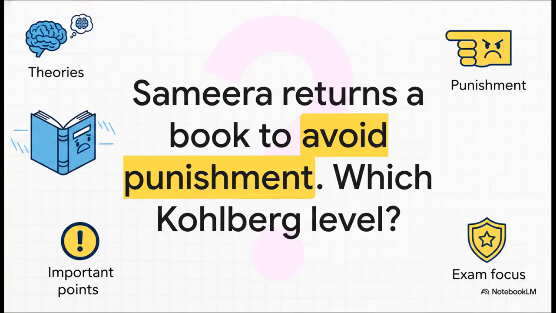away in your memory. Now let's try a different style, a scenario question. So Samira returns a book. But here's the key. She doesn't do it because it's the right thing to do. She does it because she's afraid of getting punished. Which of Kohlberg's levels does that sound like to you?